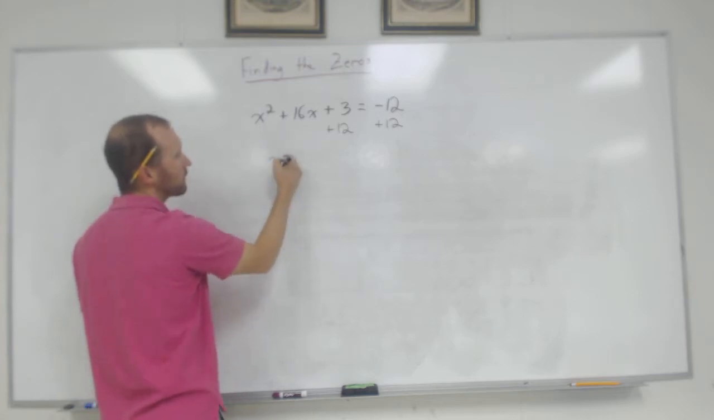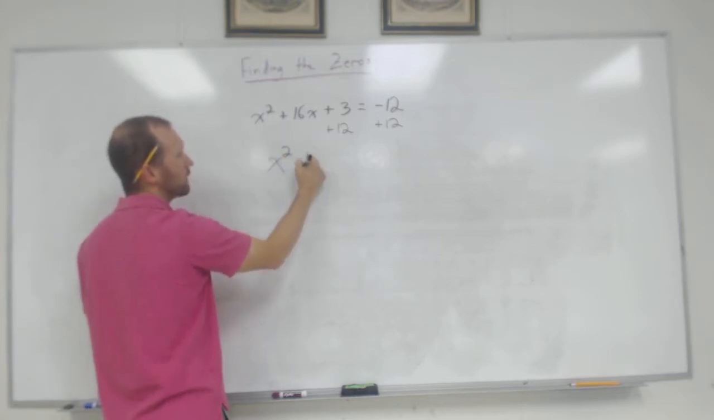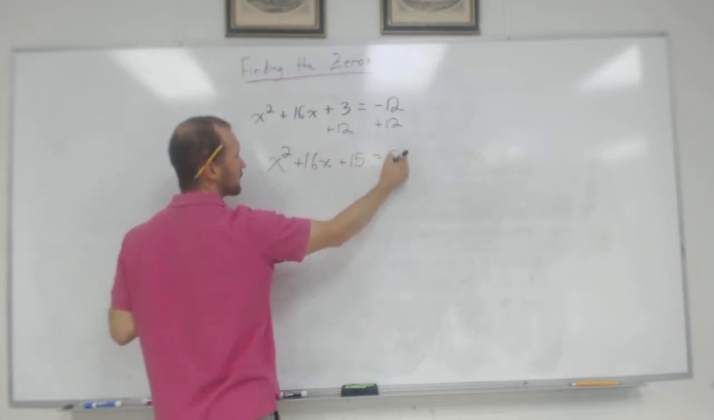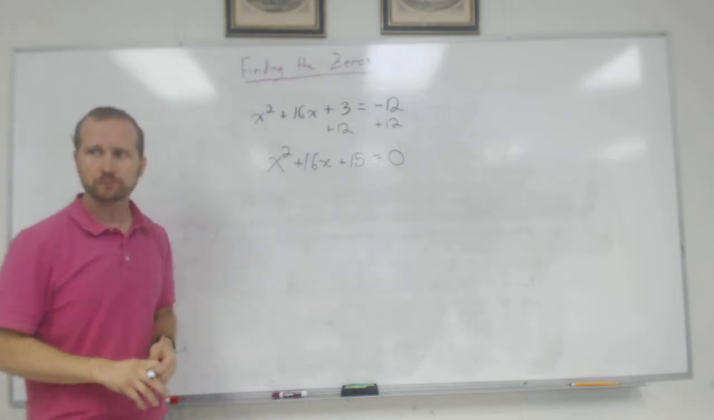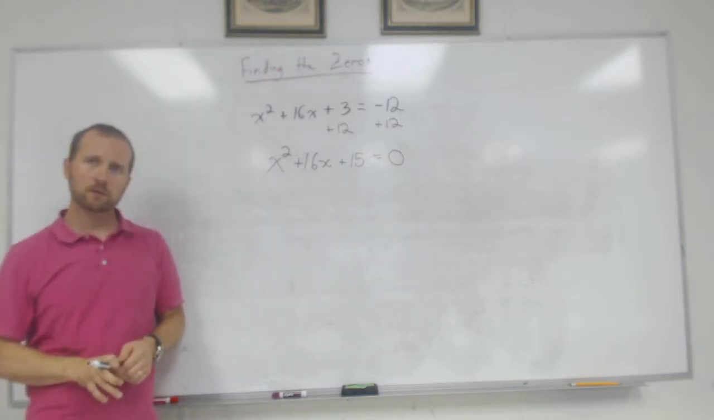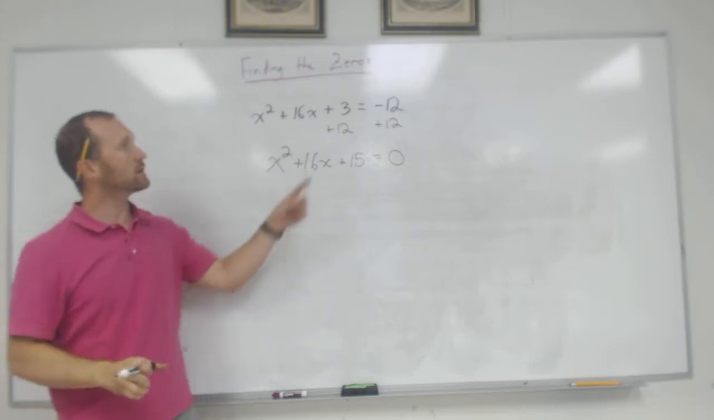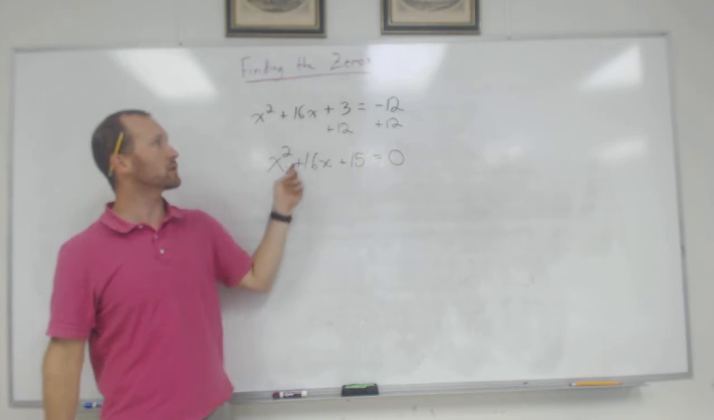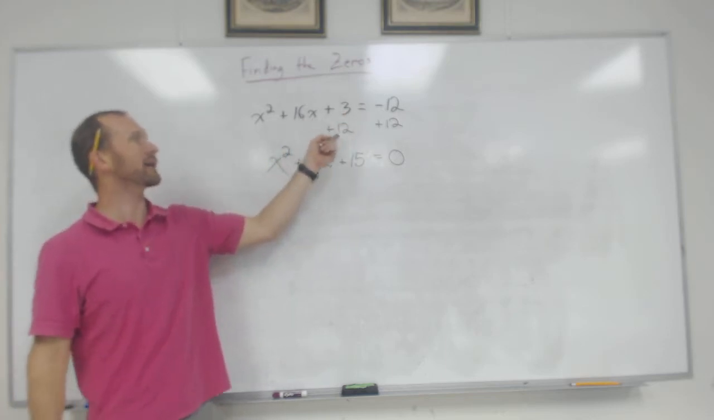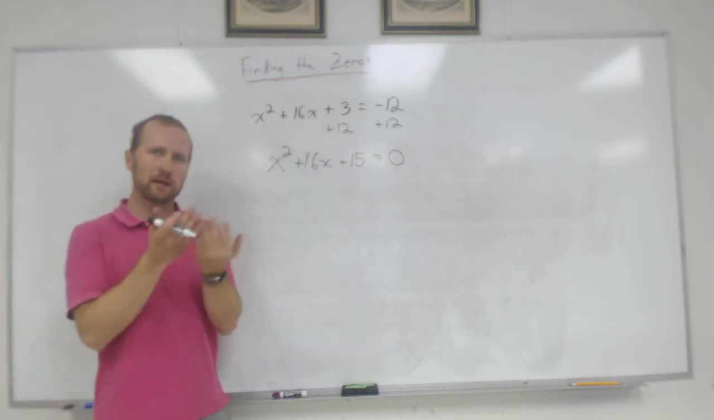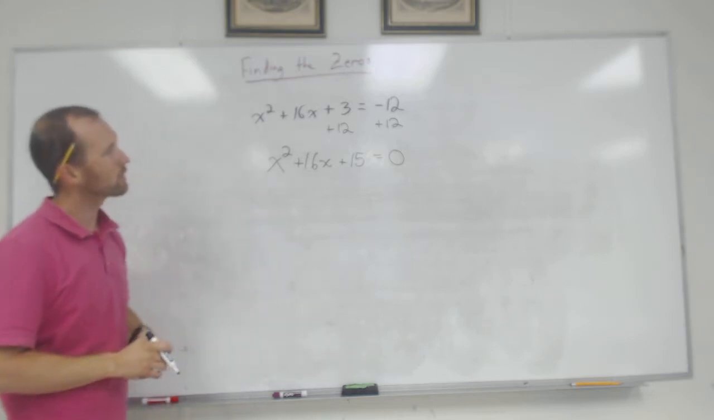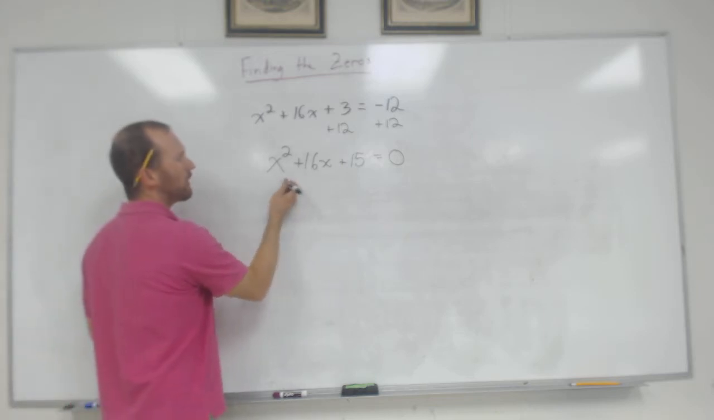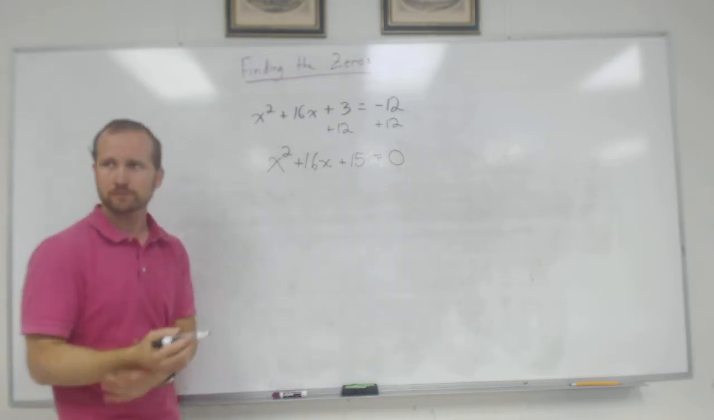And then what would I have? Over here, x squared plus 16x plus 15, and it equals 0. Because those are like terms, I have to combine the 12 and the 3. I can't combine 16x and 12. They're not like terms, right? Yeah, good question.